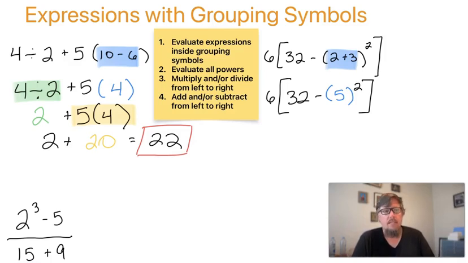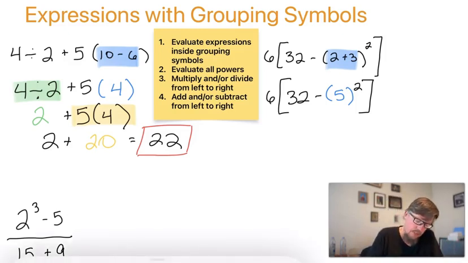So what comes next? Well, we still have a grouping symbol. We still have those brackets, that is grouping those numbers together. And inside those brackets, we have two different operations. We have subtraction, 32 minus, and we have a power, 5 squared. Our order of operations says the power comes next, so that's what we're going to do. We're going to do 5 squared, which is 25. Okay, everything else we're going to leave the same.